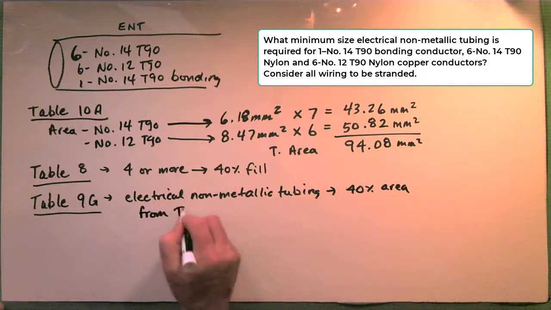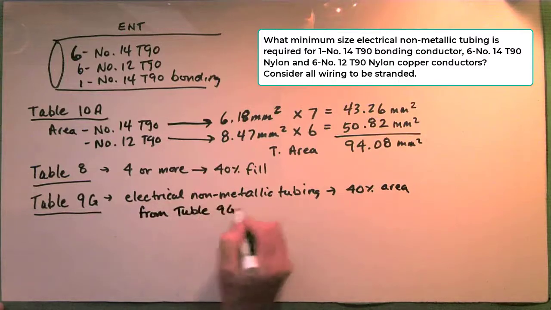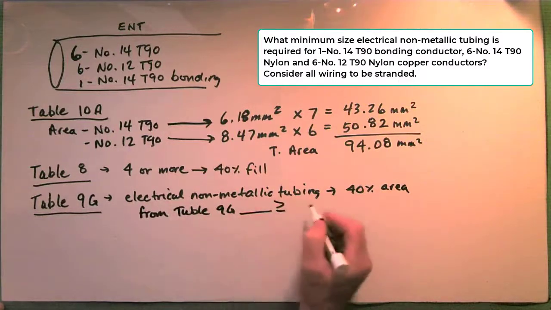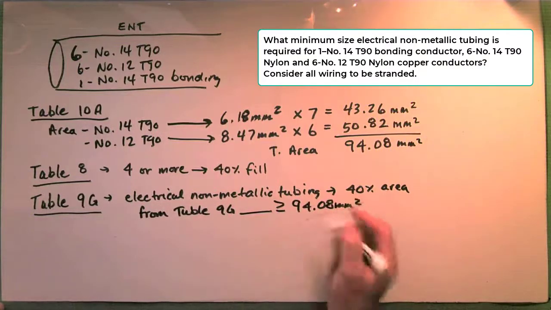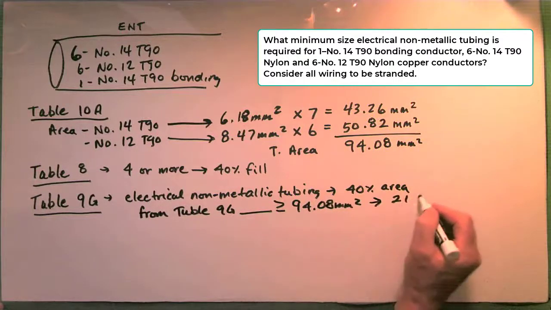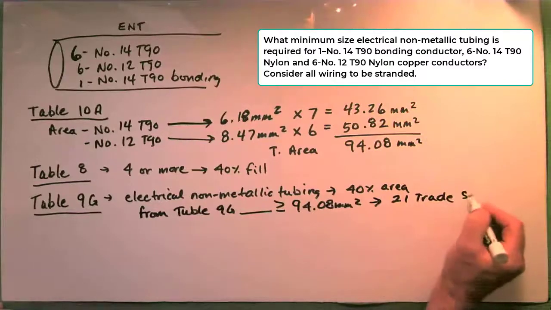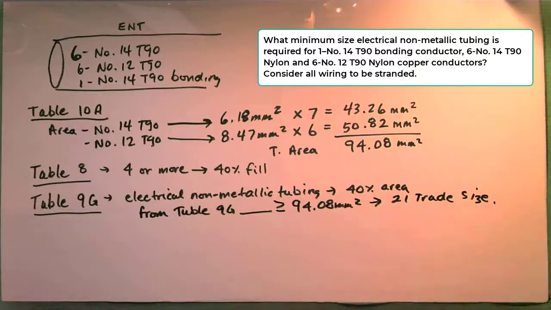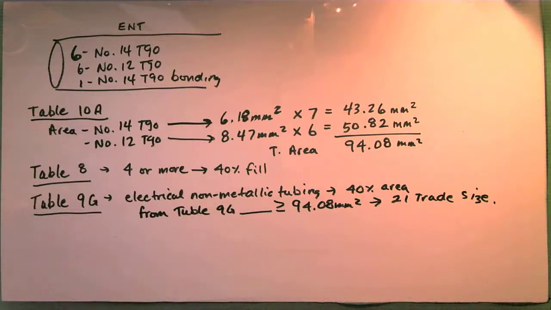So from table 9G, I got to find something greater than 94.08 mil. So I just follow it down until I find something greater or equal to that, and then I get a 21 trade size. And that's how it's done. Really. I'll show you there's one that's coming up that's probably the hardest one. It's when you're asked, how many number 10s can I put in a 53 trade size pipe, T90s? Those are the harder questions.